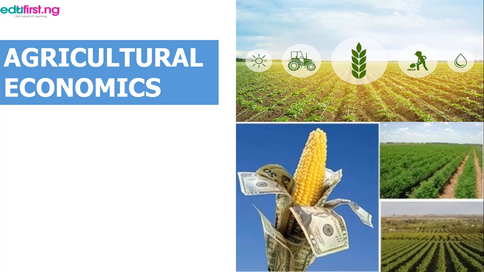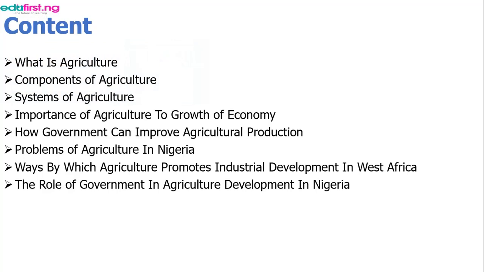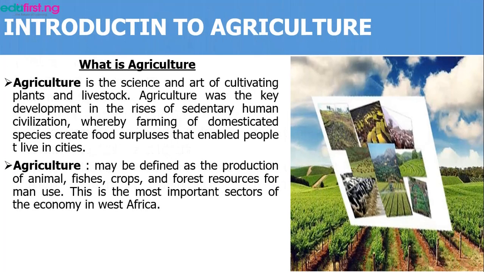Today we will learn what agriculture is, the components of agriculture, systems of agriculture, the importance of agriculture to the growth of the economy, how governments can improve agricultural production, the problems of agriculture in Nigeria, ways by which agriculture promotes industrial development in West Africa, and the role of governments in agriculture development in Nigeria. Now, let us move to the introduction.